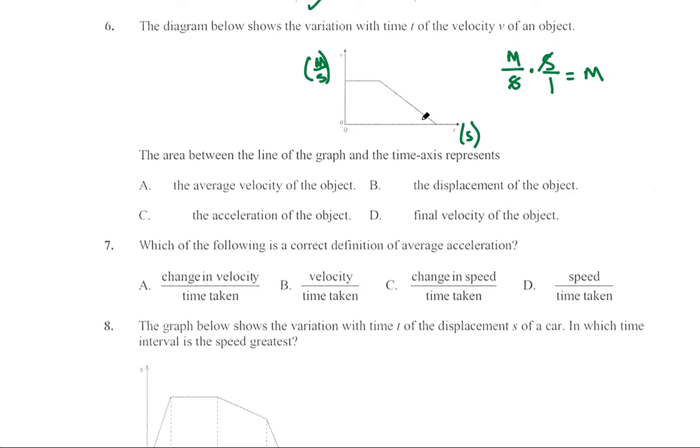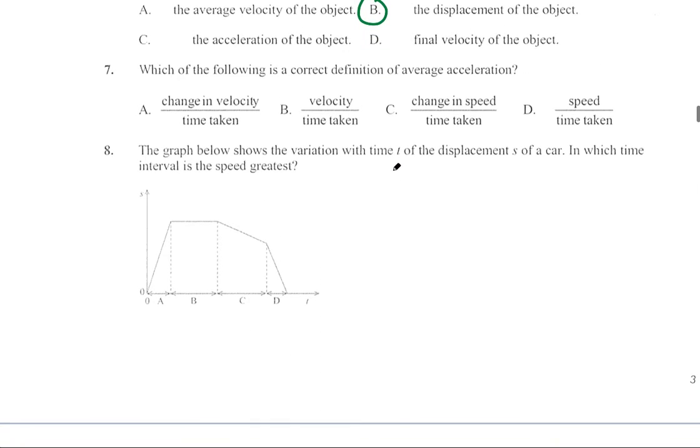So even if you don't remember, and this is something you certainly can, that the area under the VT graph is a displacement, you can actually do some dimensional analysis in order to figure that out on the spot. So the correct answer is B, the displacement of the object.